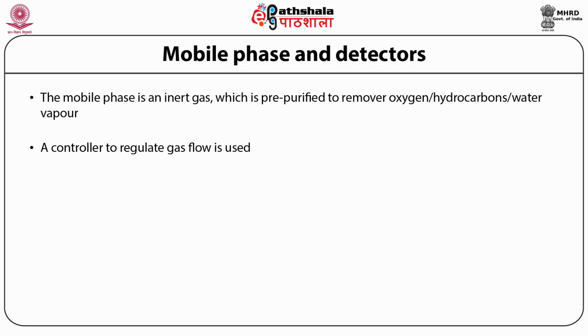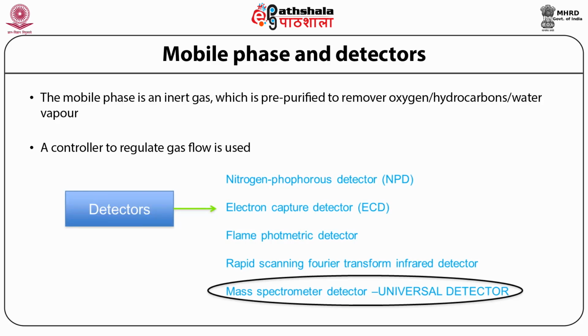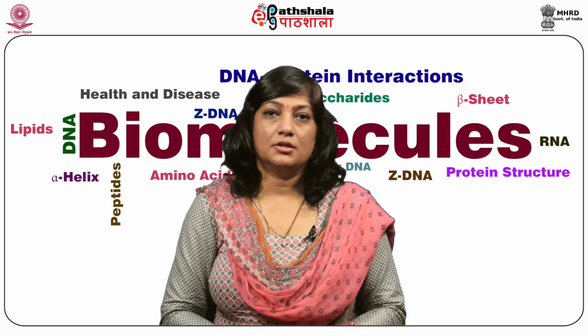As we saw previously, the GLC system can be connected to different kinds of detectors, and one kind of detector that I mentioned was the flame ionization detector. There's a nitrogen phosphorus detector that the GLC system can be coupled to, but like I said, the mass spectrometer detector is one of the universal detectors that is used to detect analytes once they come out of the GLC column.